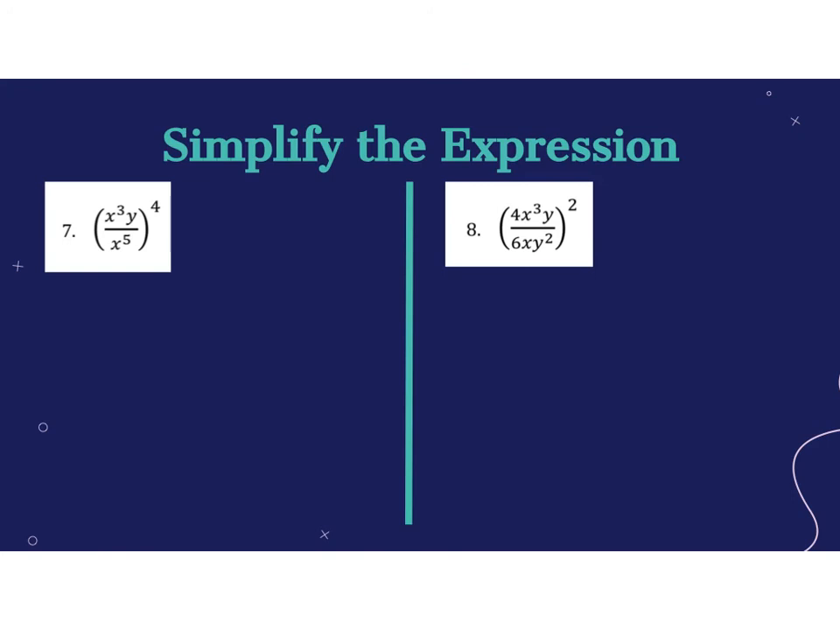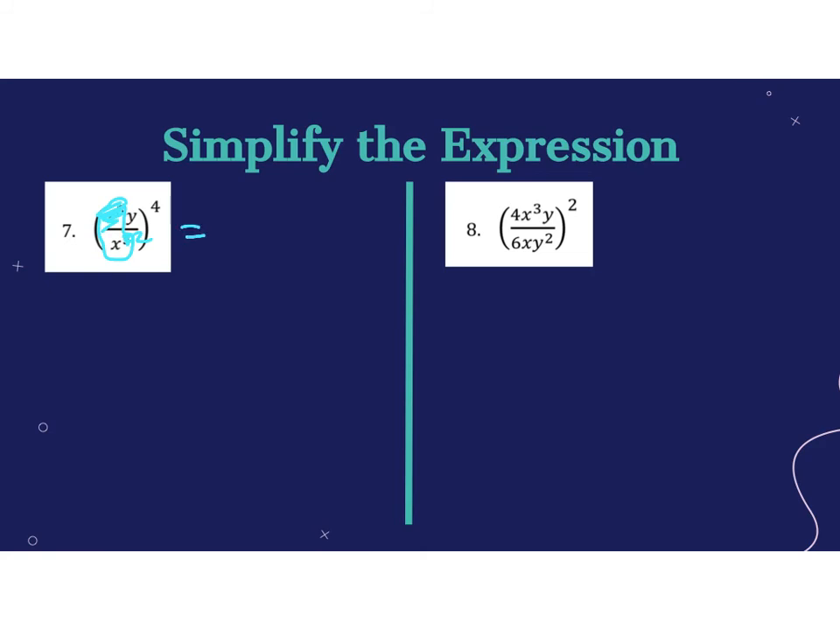So in number 7, we have the parentheses of x to the 3rd times y divided by x to the 5th, and the whole thing is raised to the 4th power. So again, I'm going to simplify on the inside first. I see that there's an x to the 3rd divided by x to the 5th that I can simplify. There's 3 x's on top and 5 on the bottom. These 3 on top are going to go away. X to the 5th is going to become x squared because 5 minus 3 gives me 2.